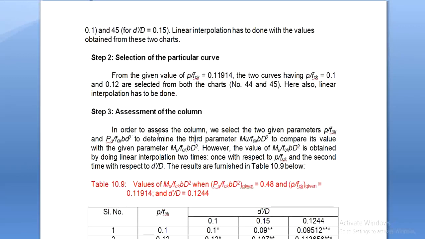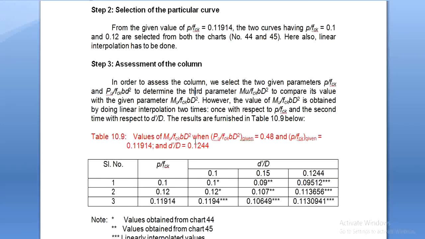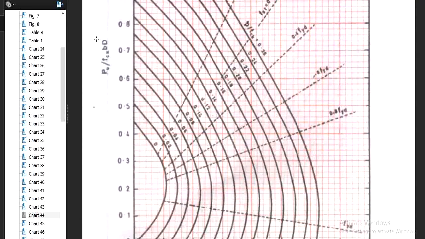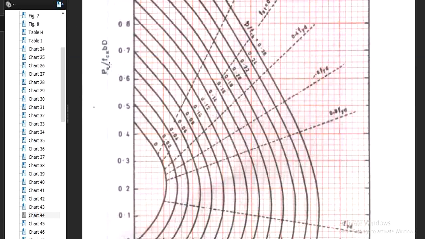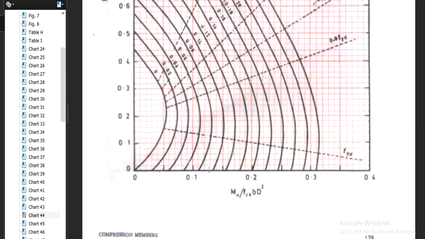Now, in order to access the column, we select the two given parameters, that is P divided by FCK and PU divided by FCK. So I am going to calculate this PU divided by FCK BD. Based on this, I am going to find the value for MU divided by FCK BD square. After finding this value, I am going to calculate the moment carrying capacity, as this is an analysis type of problem. So if the calculated MU is greater than the given MU, then I can say that the section is safe.